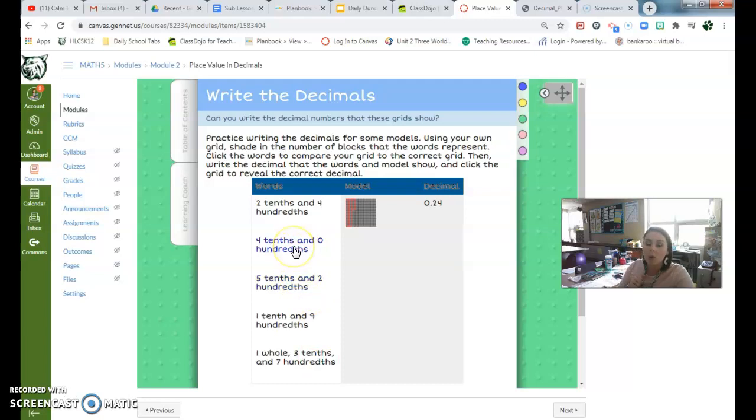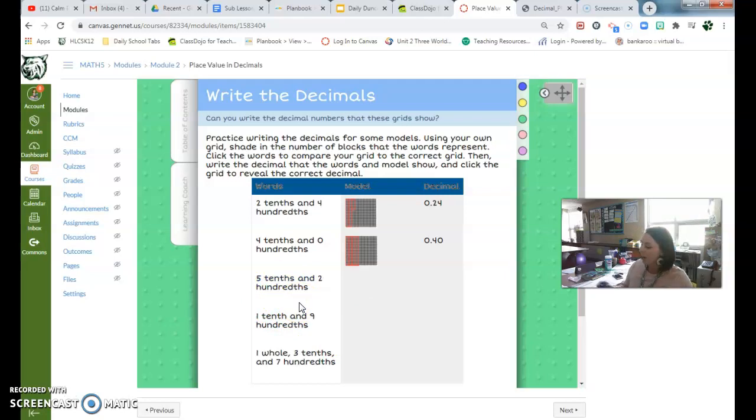All right, so looking at our answer, our model is 4/10, so I have 4 rows shaded in, and my decimal is 0.4 or 0.40. As long as that 4 is in the tenths place, it's all that matters. All right, guest teacher, go ahead and pause it and have the students work on 5/10 and 2/100.